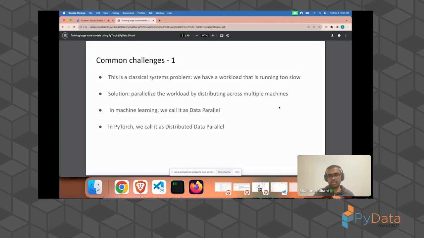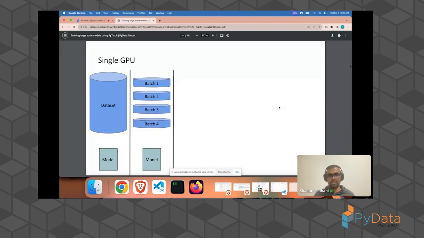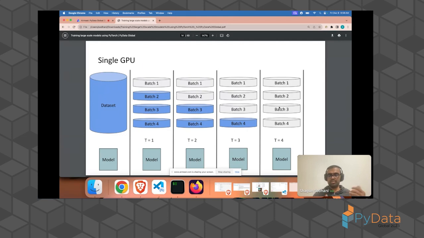So, DP or DDP. Just to give you a sense of how that looks, this is a single GPU setup. You've got a dataset, you've got a model. We break the dataset into batches. Let's say there are 4 batches here. And then the model starts consuming them. At time step 1, it consumes the first batch, then the second batch, then the third batch, and the fourth batch. So it takes 4 steps to consume the entire dataset.